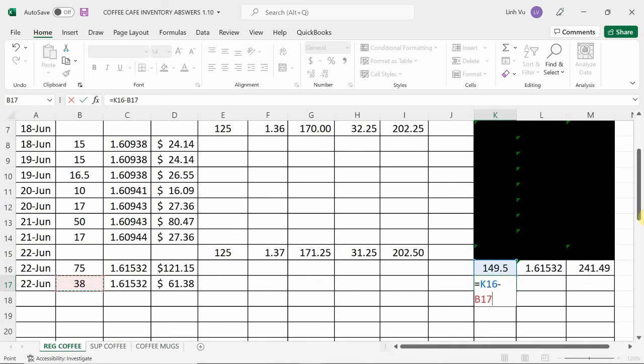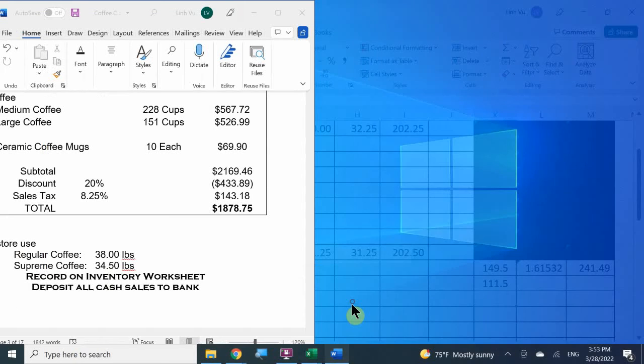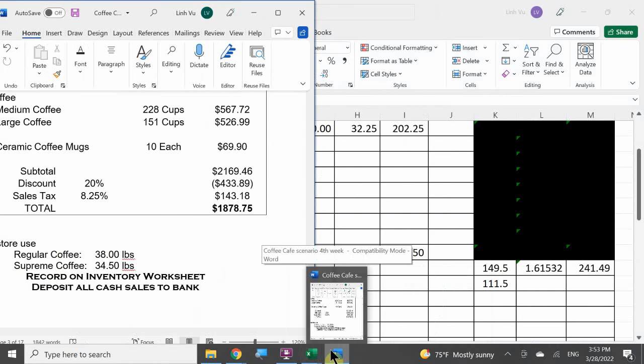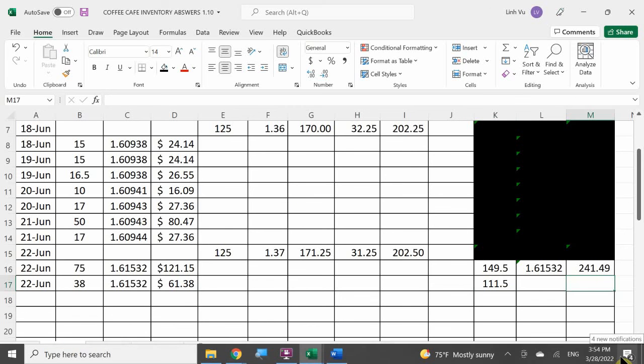I think it was 35.25, wasn't it, for the coffee? What do you mean? Oh, never mind. I'm looking at the wrong one. Okay, no worries. So in this case we used 38 pounds here. Okay. So that means we have 111 and a half pounds left. Okay.